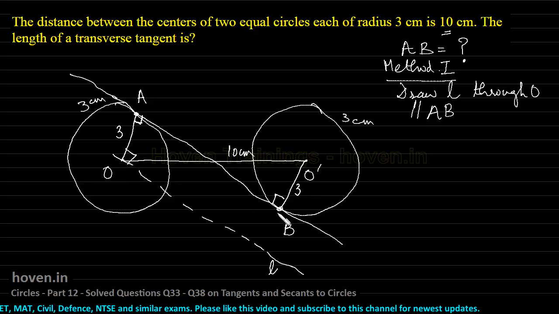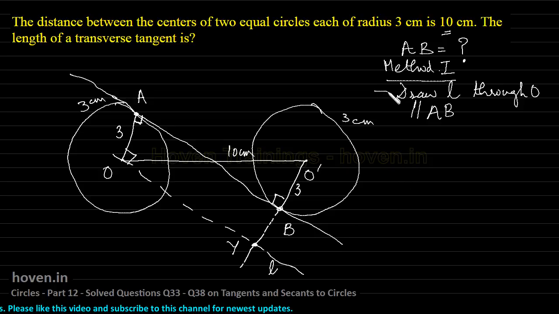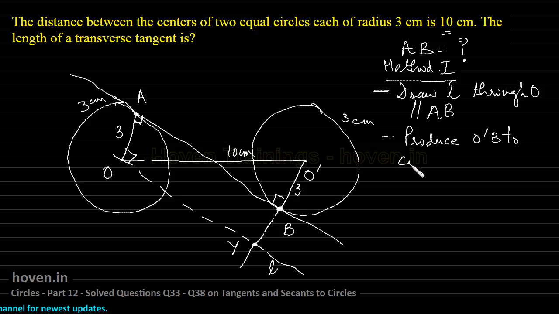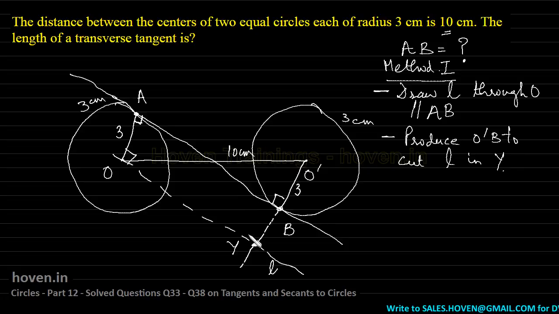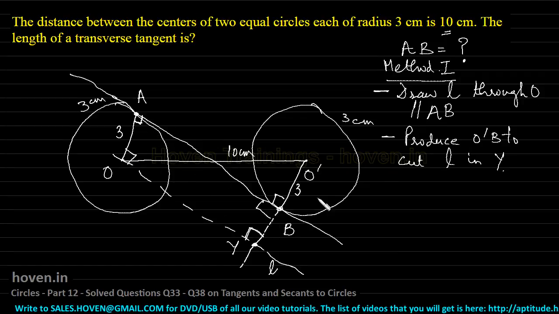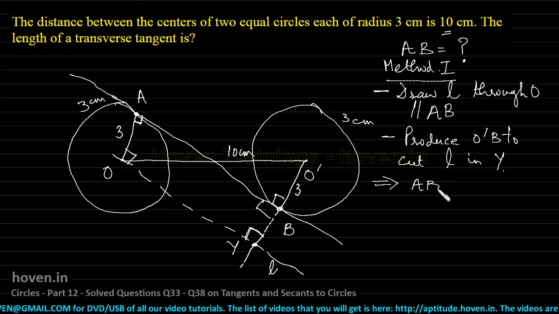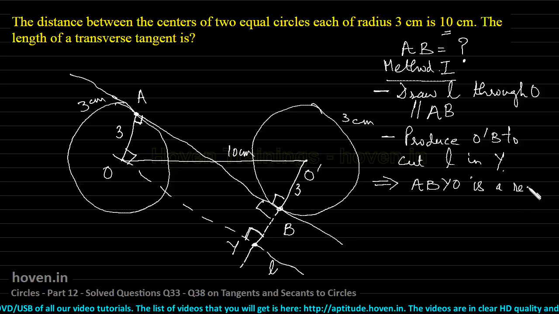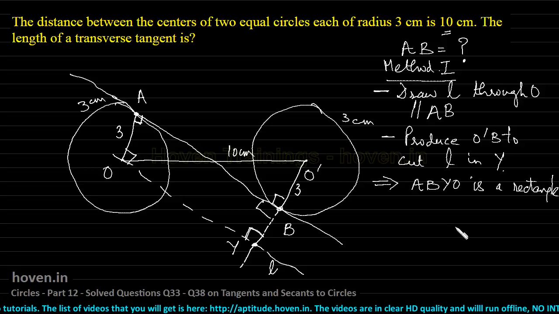Let us also produce O dash B to cut L in a point Y. This means that O dash Y is a transversal for these parallel lines. Therefore, this angle must also be 90. Now, this is 90, this is 90, this is 90, obviously, this is also 90. All the four angles of this figure are 90, which implies ABYO is a rectangle. This conclusion is justified.